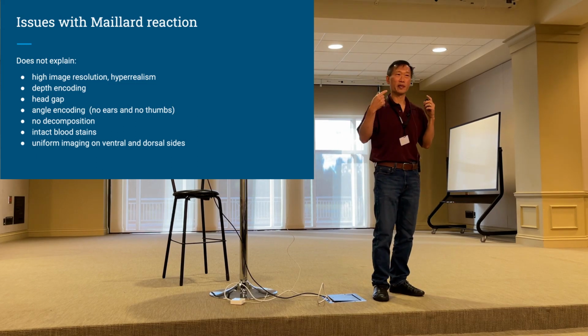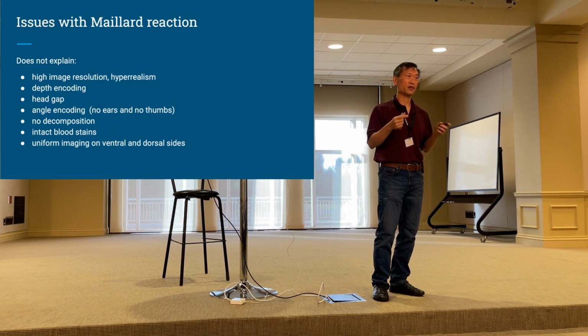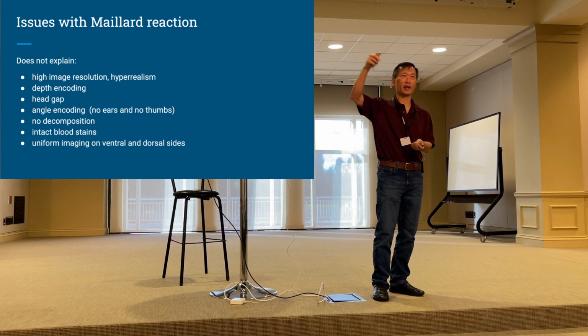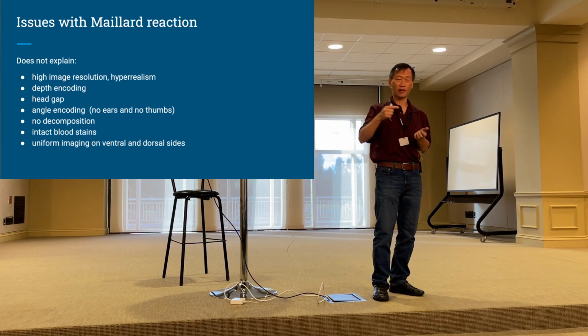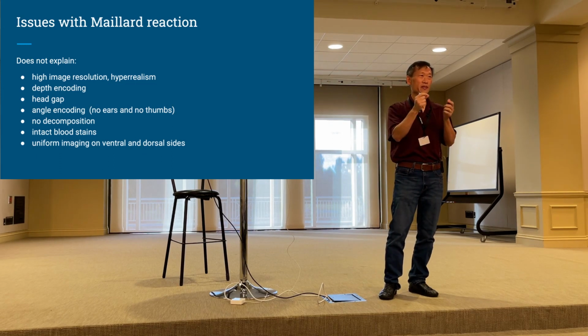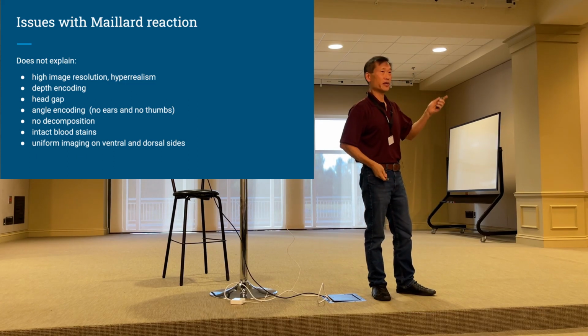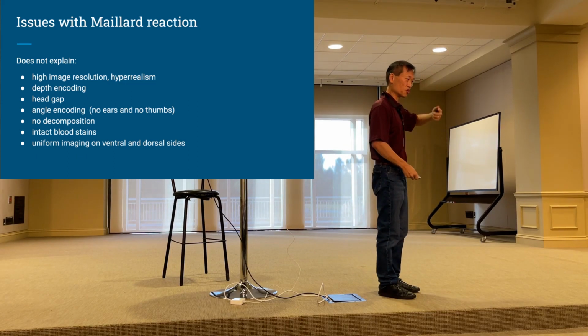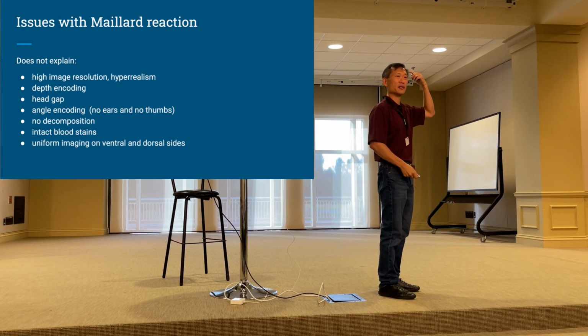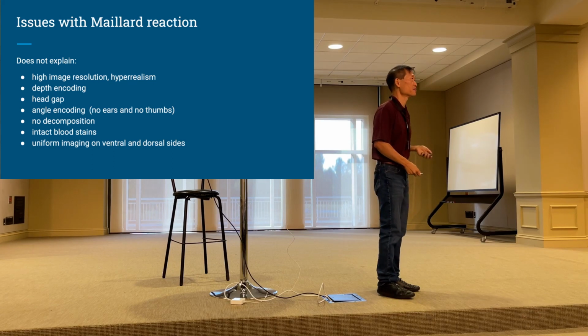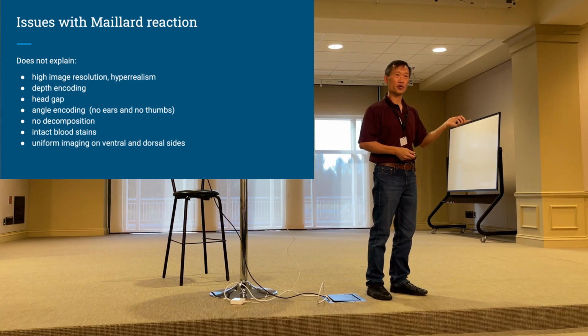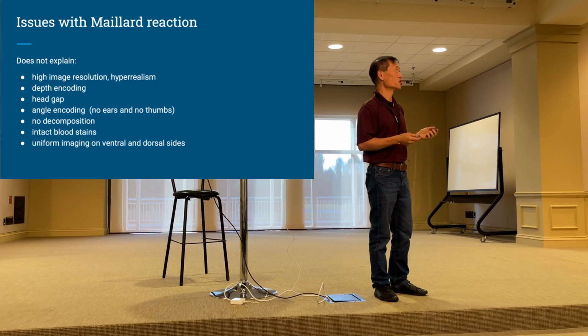And how would it encode depth information? Now, you might be able to, if it was a far distance away. If it was very far, you would get little gas, and if it was very close, you would get more gas. But this is only on the order of millimeters, centimeters away. So how can there be that much gas difference for that short of a distance? The head gap. As I mentioned, the cloth was surrounding the head, so how can gas account for that lack of imaging at the head gap? The angle encoding, we see no ears and no thumbs. How can that explain that? There's no decomposition.